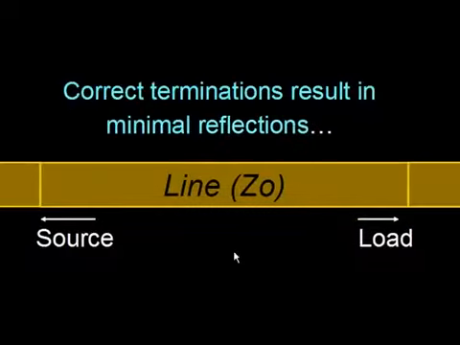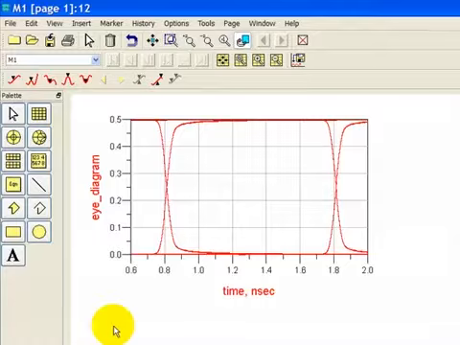So the objective is to determine the correct or optimum value of source and load impedance that we need to correctly match to our line and remove or minimize the reflections. And the result will be what you see here, which again is taken from the example that I'm going to demonstrate, where we have a nice eye opening and we don't have any of those bit errors.